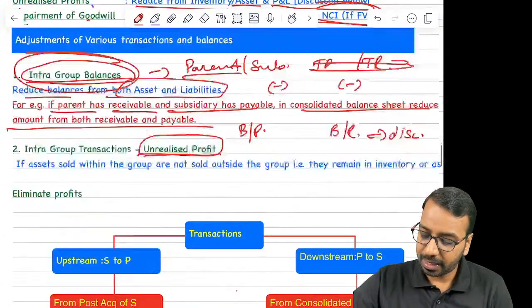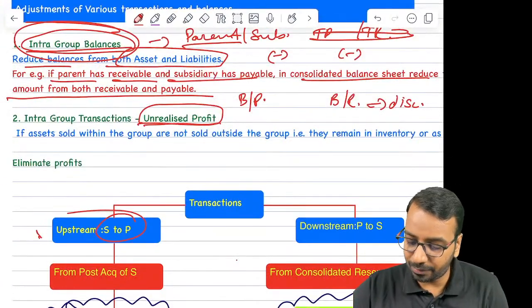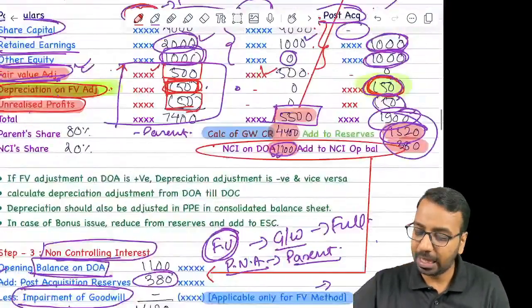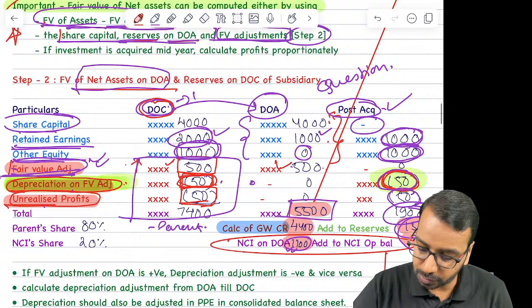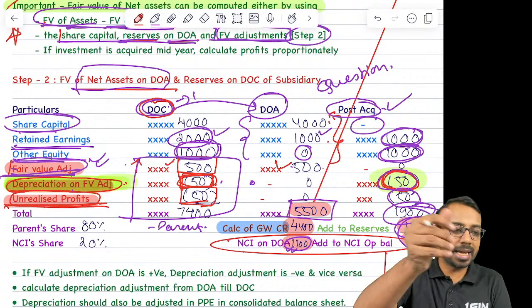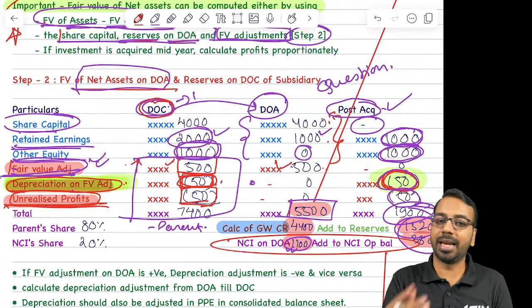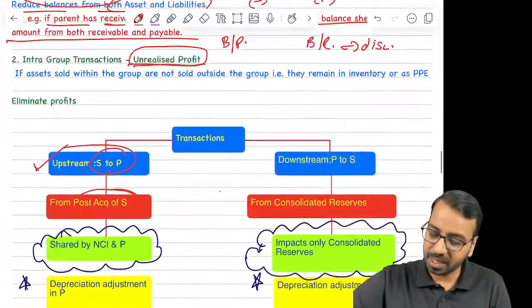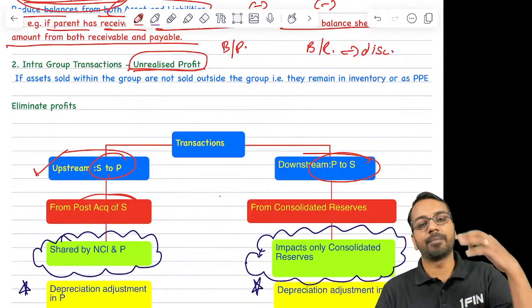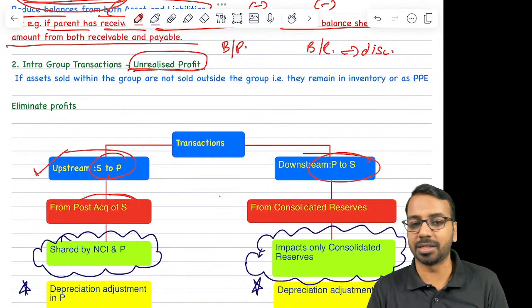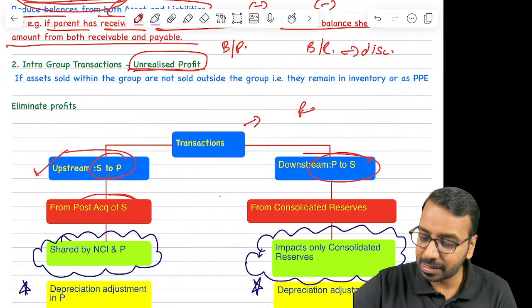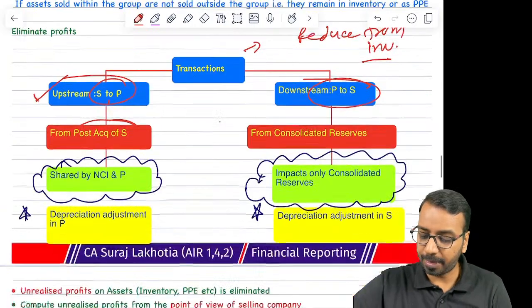If the subsidiary sold to the parent, we call it upstream, then you will reduce it from the post acquisition profit of the subsidiary. When you reduce it from post acquisition of subsidiary, automatically NCI and parent are taken care of. And if it is from parent to subsidiary, then you will reduce it from the consolidated reserves. Only the parent will take the hit. So what is the second impact? The second impact is to reduce from inventory.